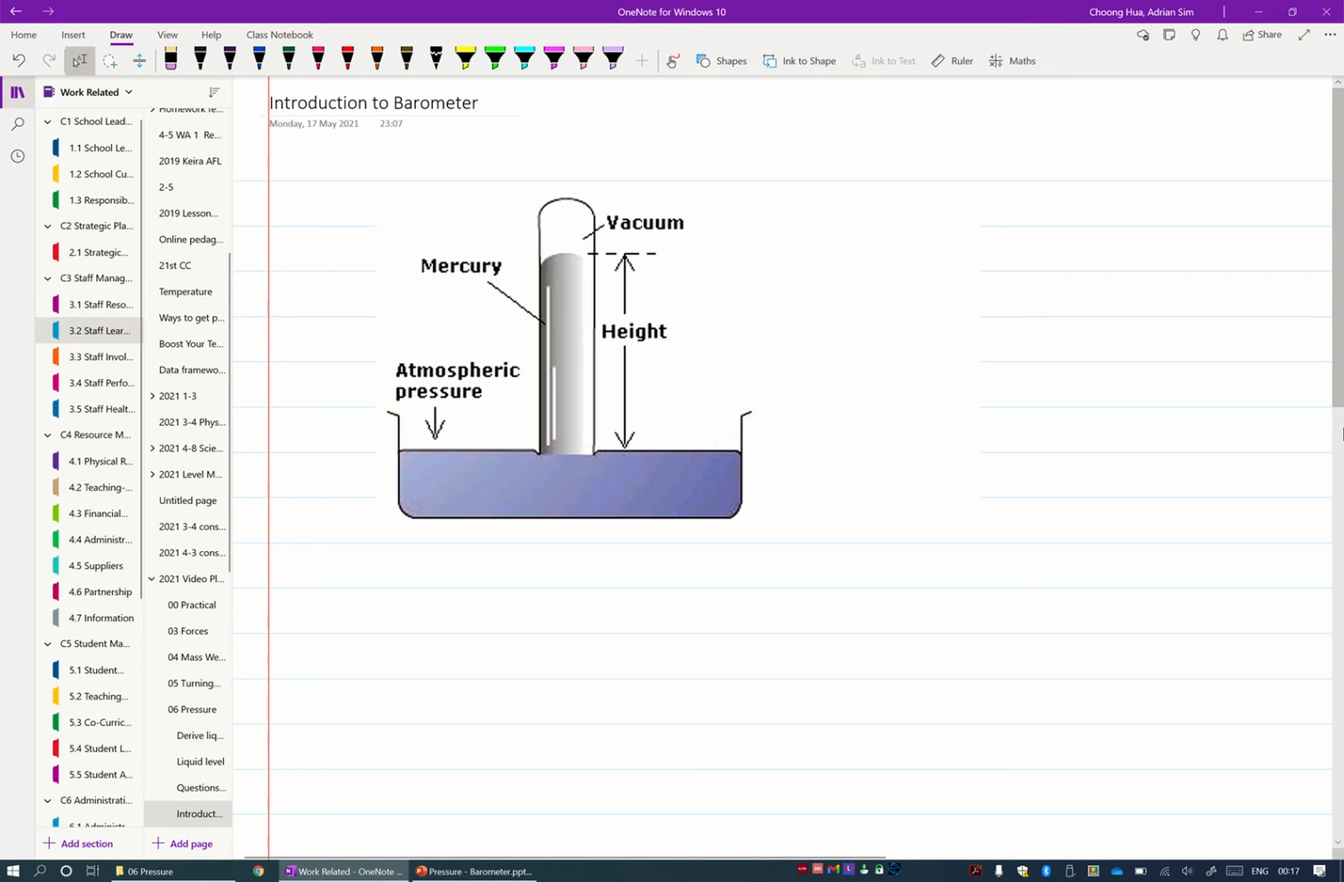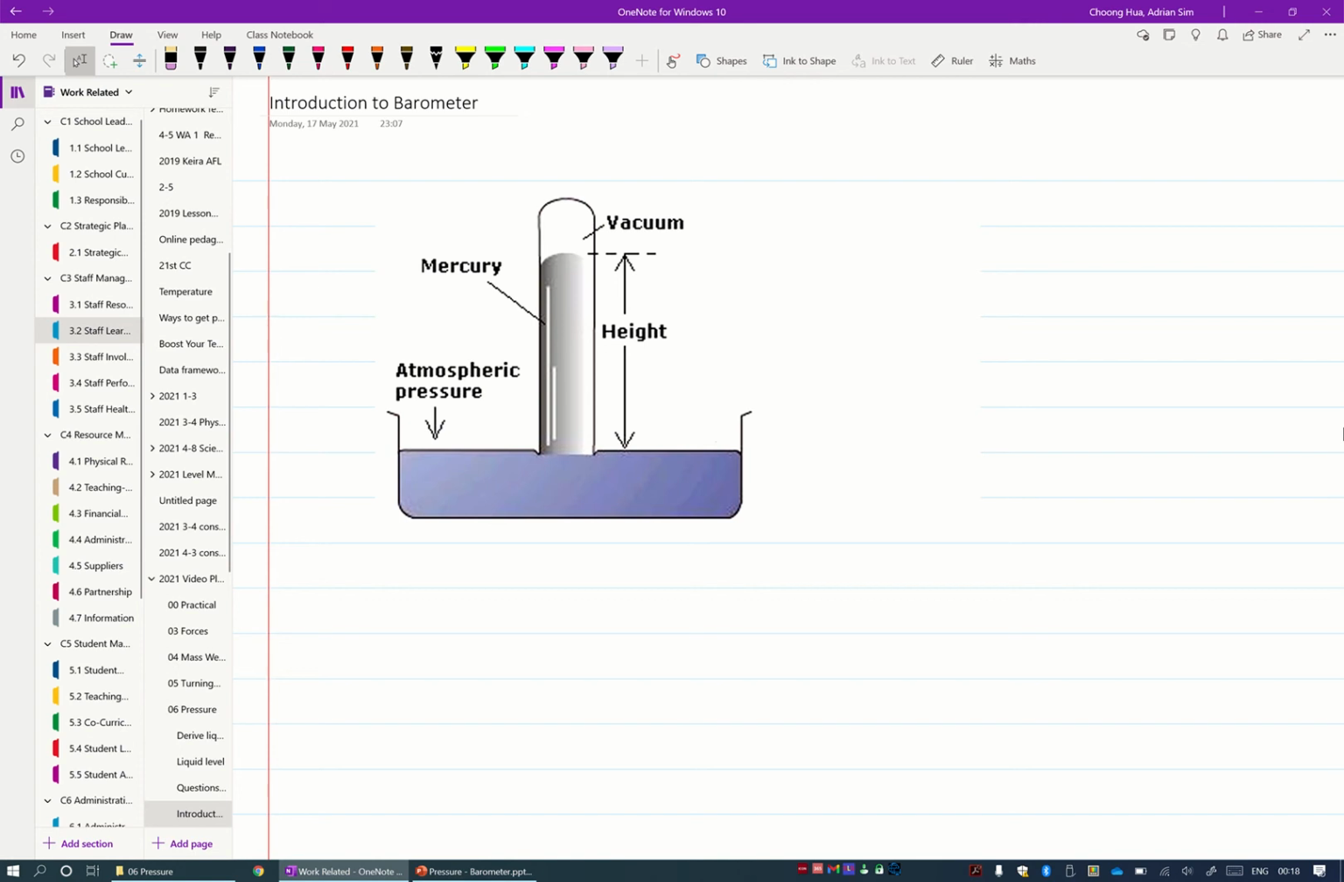Hi everyone. Now this is the continuation from the previous section on pressure, and I'm going to introduce you to the idea of a barometer. Now the barometer is usually used to determine the atmospheric pressure of the environment. So for this part of the lesson, I'm just going to explain to you how it works and how it can be used to measure the atmospheric pressure.